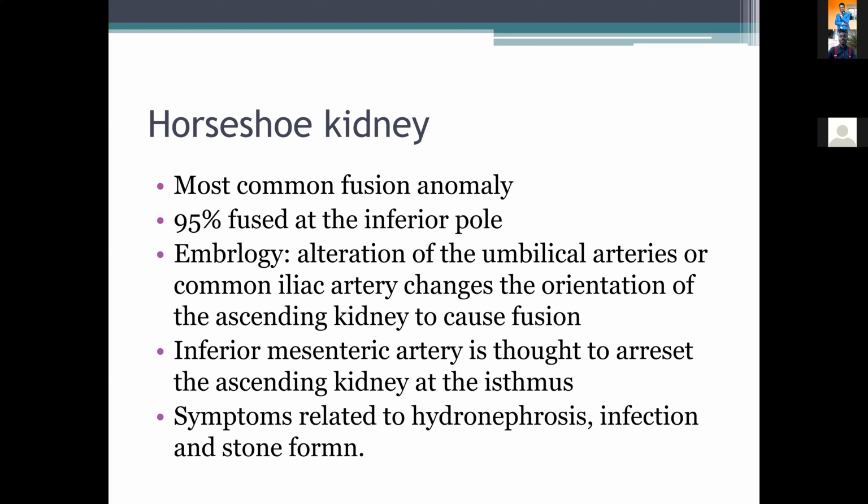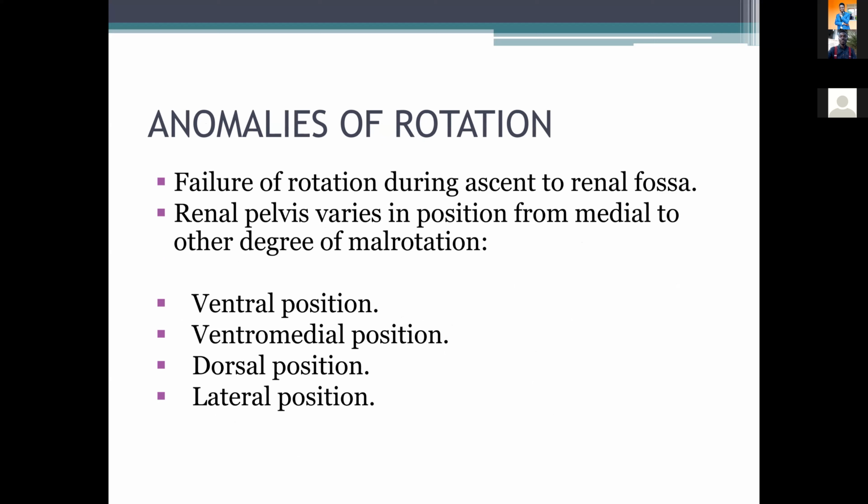And when you have a horseshoe kidney, if there is fusion and the kidney tries to ascend, it is usually arrested by the inferior mesenteric artery because of the isthmus in between. The symptoms that these patients may present with are usually related to hydronephrosis, infection, and of course, stone formation within these kidneys. Otherwise, if these are not there, then these patients will live a normal life and you'll only find them as incidental findings. Then we also have anomalies of rotation.